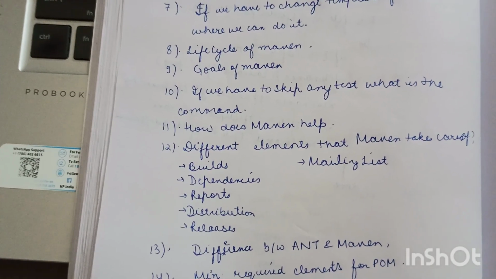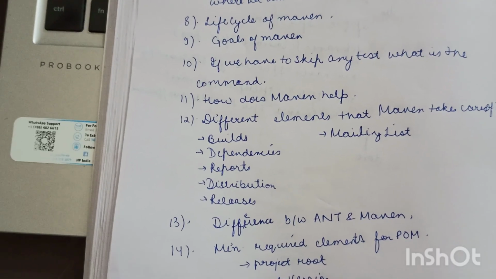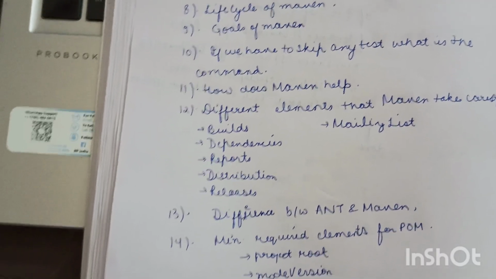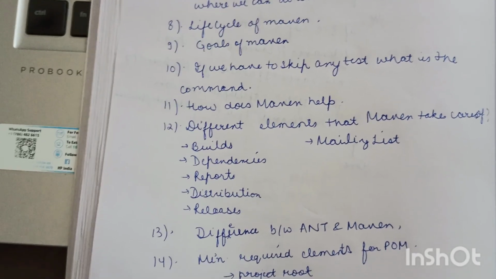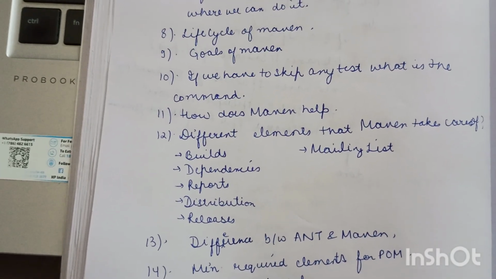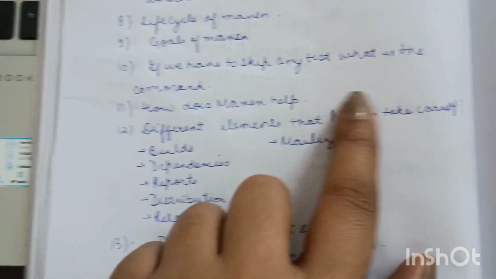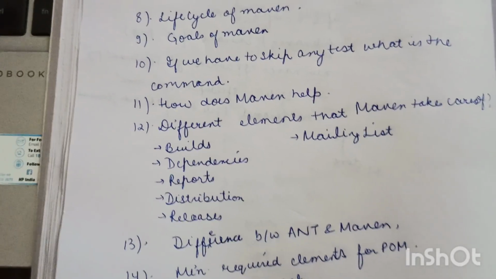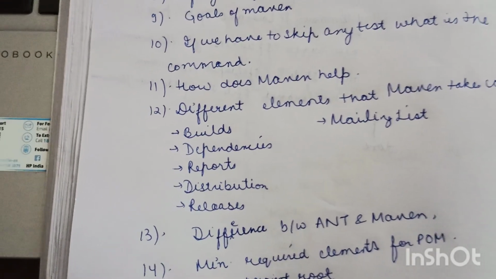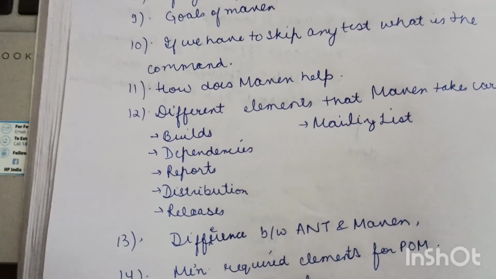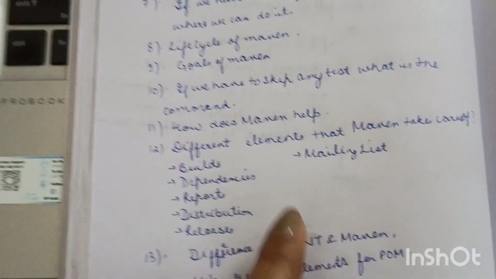Then we have the life cycle of Maven, that will be clean, site, and default goals. In clean we have mvn clean, in site we have mvn site. In default we have validate, compile, test, package, install and deploy. Then, if we have to skip any test, what is the command? We have the command mvn clean package -DskipTests=true, like this. And if we have to ignore any test, we can also do that.